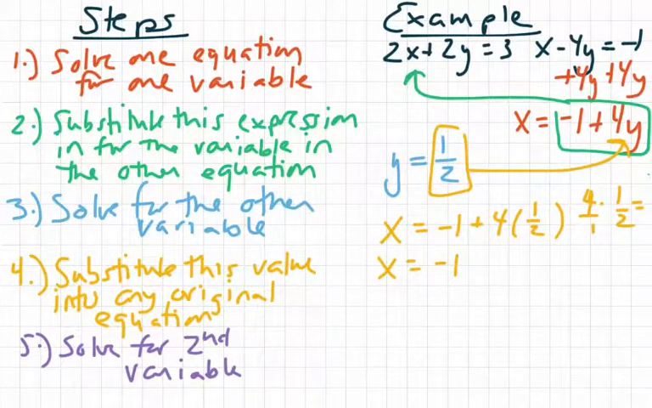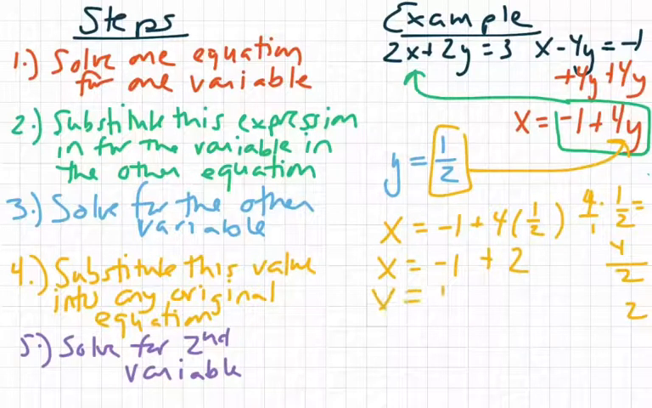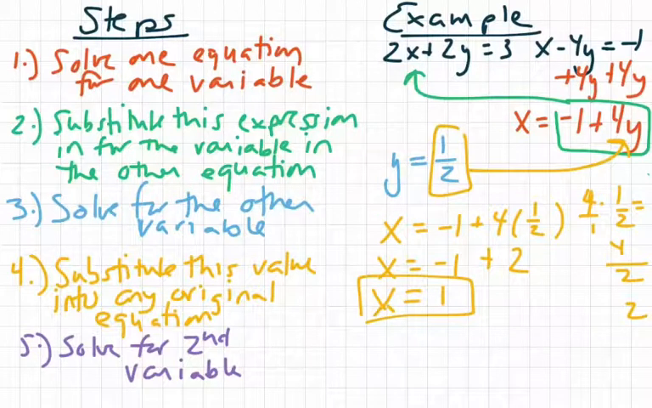You're going to multiply straight across. So 4 times 1 is 4. 1 times 2 is 2. And 4 divided by 2 is 2. And negative 1 plus 2 is 1. And so x is equal to 1. So your final answer, oh, I should have done that in purple.